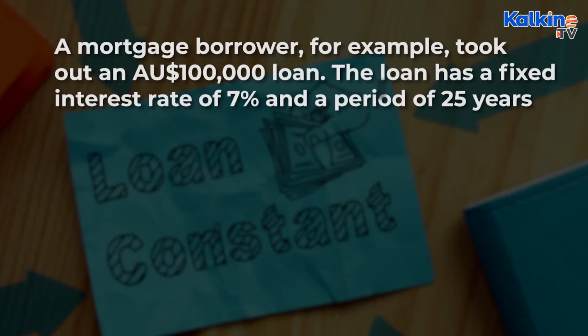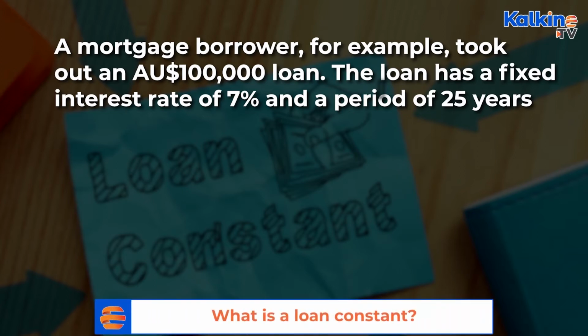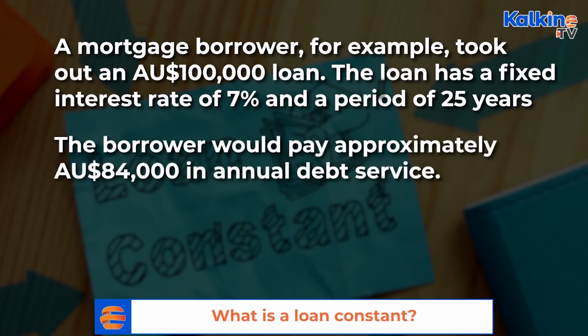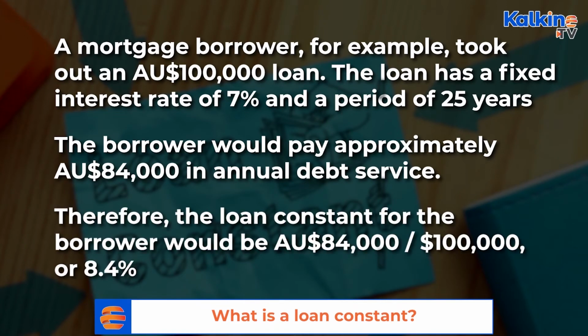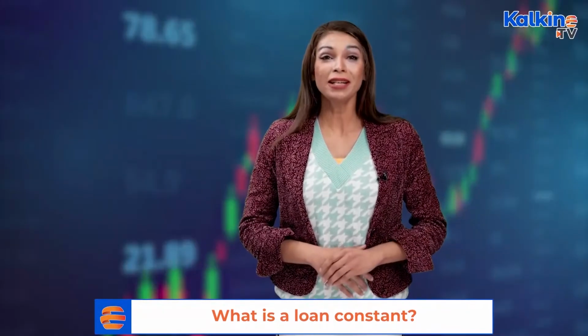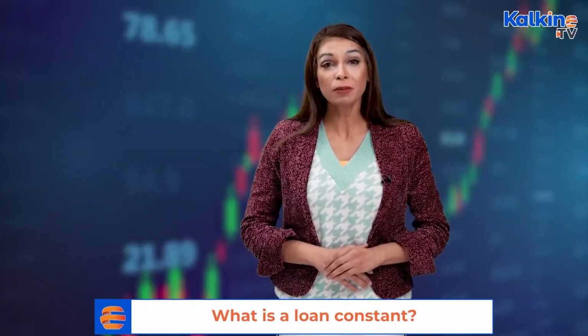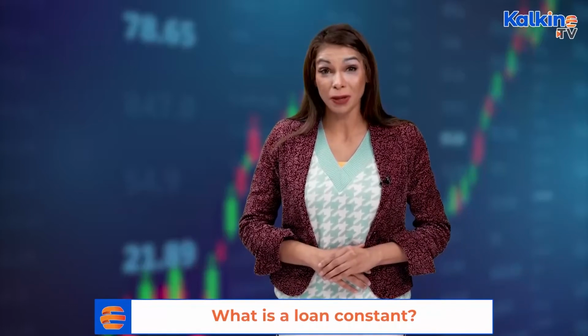A mortgage borrower, for example, took out a 100,000 Australian dollar loan. The loan has a fixed interest rate of 7% and a period of 25 years. Using a payments calculator, the borrower would pay approximately 84,000 Australian dollars in annual debt service. Therefore, the loan constant for the borrower would be 84,000 divided by 100,000, or 8.4%. The periodic annual payments are calculated by multiplying the loan constant by the original loan principal.